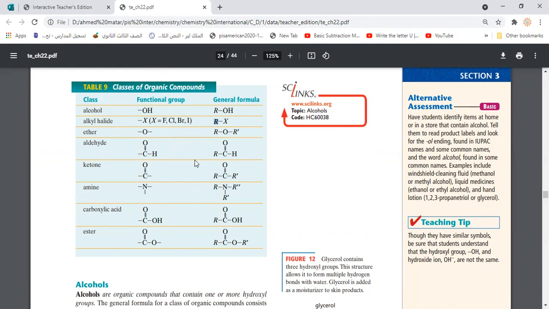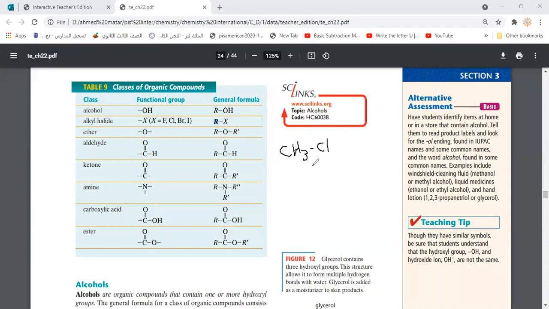Let's get an example to clarify the idea. For example, if we take the methyl group, it's CH3 and it still has a free bond. So CH3 with its bond to chlorine would be called methyl chloride.